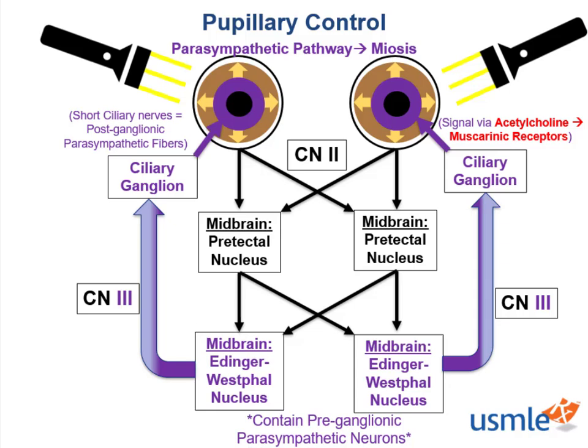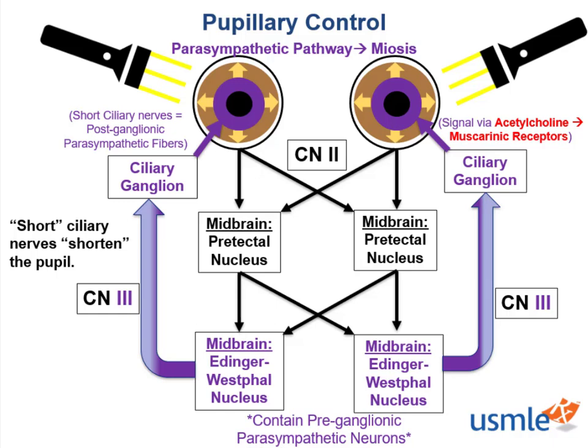Overall, there are a couple things I'd like to point out. First, it's important to know that short ciliary nerves specifically shorten or constrict the pupil. This is in comparison to the long ciliary nerves, which actually dilate the pupil, so make sure you know that it's the short ciliary nerves that shorten or constrict the pupil.